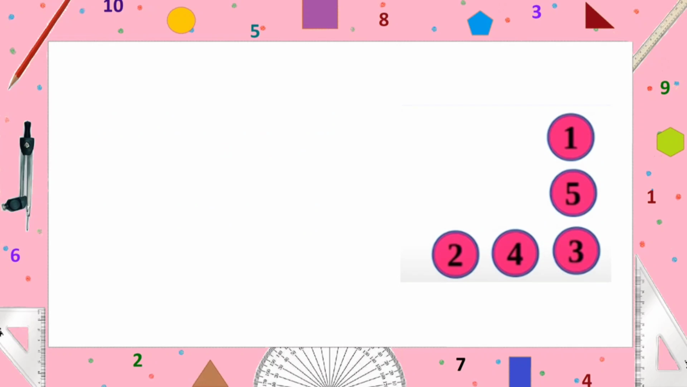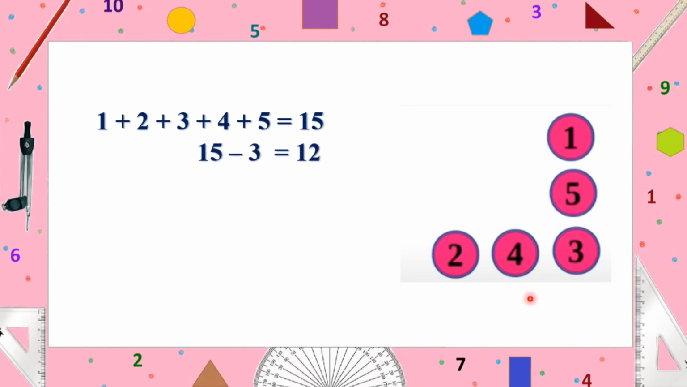In the second case, first the sum of numbers from 1 to 5 is 15, and then subtract the number at the corner. Subtract 3 from 15, we will get 12.